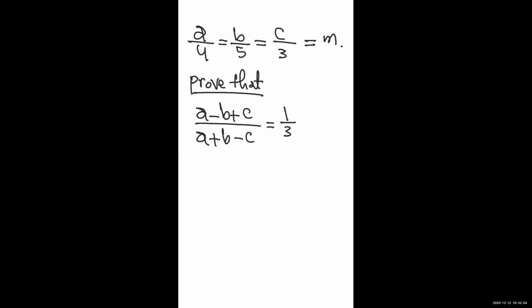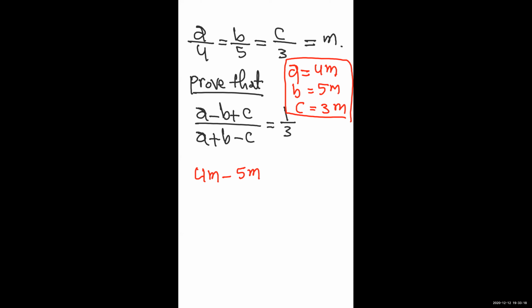Okay, the first method which we used before was like this. A equals 4m, B equals 5m, C equals 3m. Then substitute with these values. A here is 4m minus B, which is 5m, plus C, which is 3m, over A, which is 4m, plus B, which is 5m, minus C, which is 3m.